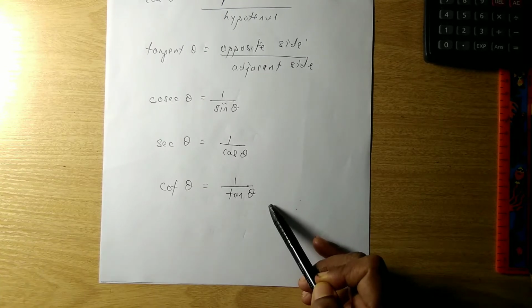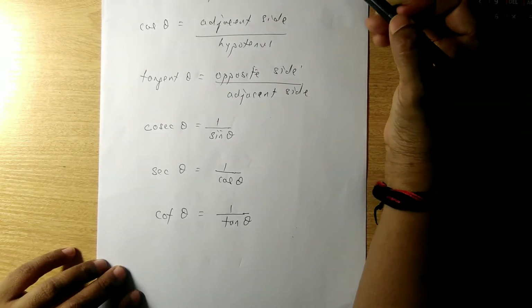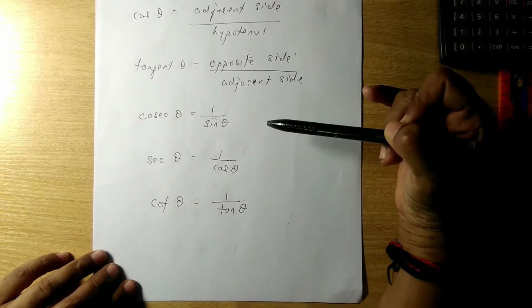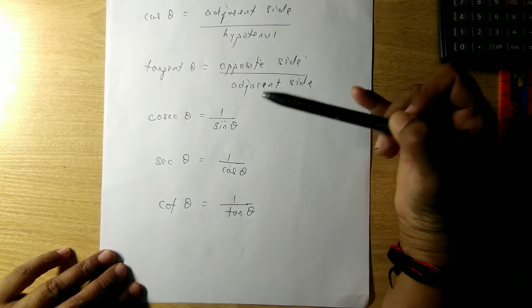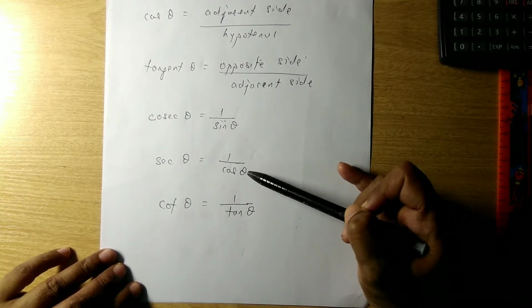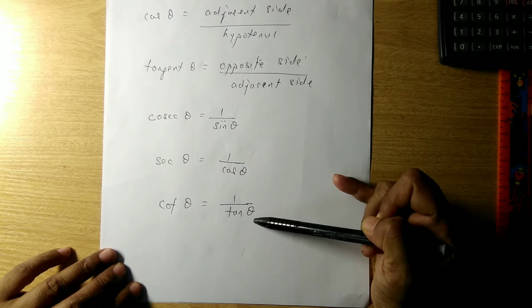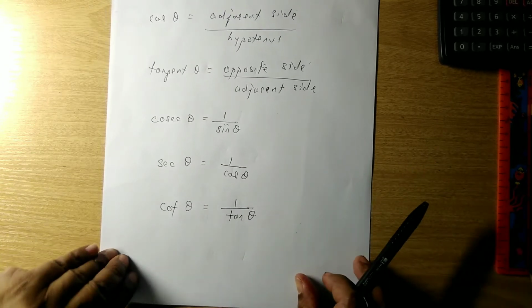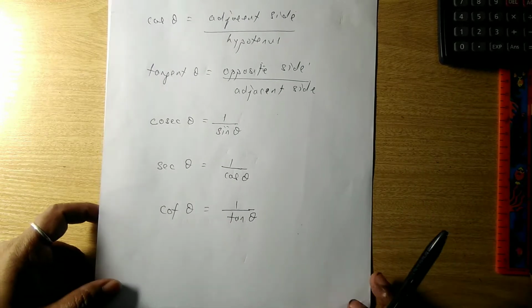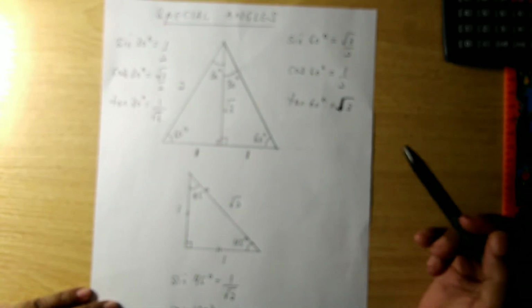Previously we have seen 3: sine, cos, tangent. Now we add on cosecant, secant, and cotangent. So these are the 6 functions of trigonometry. Now we move on to the next part, something we have seen before, called special angles.